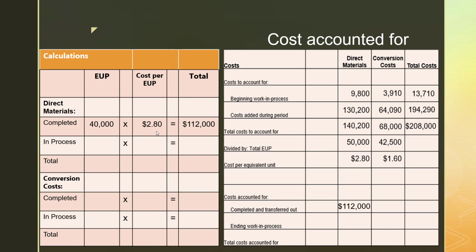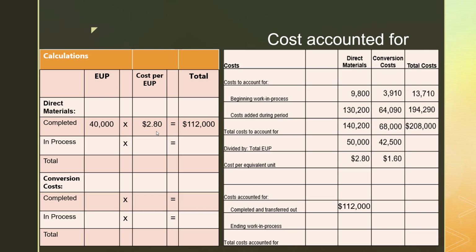In those 40,000 cases worth of peanuts that we transferred out of the peanut preparation department, we incurred in this department $112,000 worth of material costs to properly prepare those peanuts, and that $112,000 worth of material costs is now going to be transferred to our next phase of production.